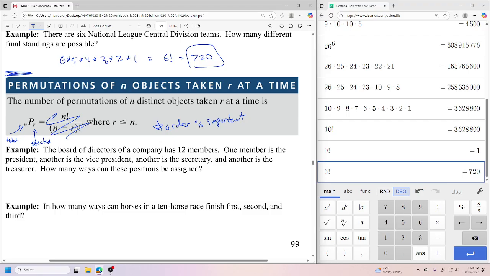So a board of directors has 12 members. One person is president. We got another is vice president, another secretary, and finally the treasurer. How many different ways? So I'm going to ask before we even get started, is order important? Now I'm going to say another word for order. You already know this one. Ranking. Is ranking here important? Yes. President, vice president, secretary. So there's like an ordering, a ranking here, right? So I'm going to say before I even get started, order is important. And if that's the case, I'm going to use this nPr, the P part, okay?